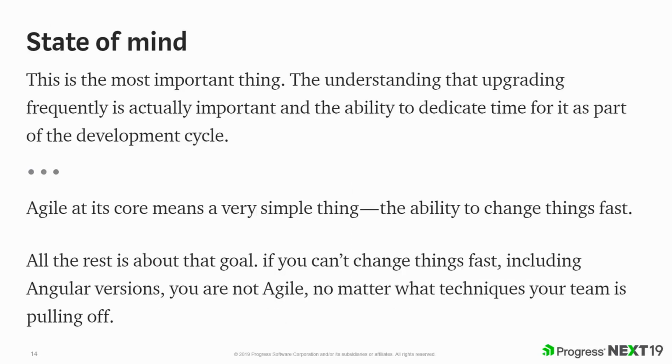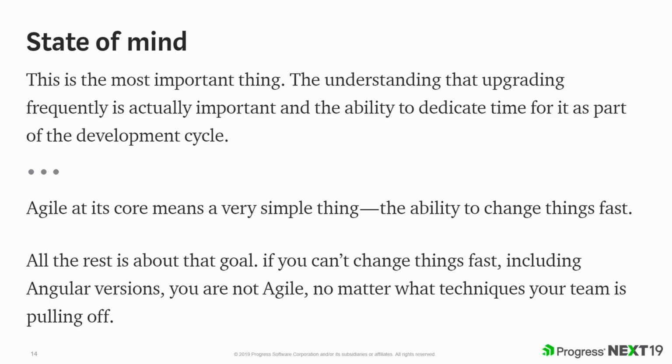There's some good stuff in this article that I like to point out, this part here. They say, state of mind, this is the most important thing. The understanding that upgrading frequently is actually important, and the ability to dedicate time for it as part of the development cycle, like we talked about, is very important. Agile at its core means a very simple thing, the ability to change things fast. All the rest is about that goal. If you can't change things fast, including Angular versions, then you're not really agile, no matter what techniques your team is trying to pull off.